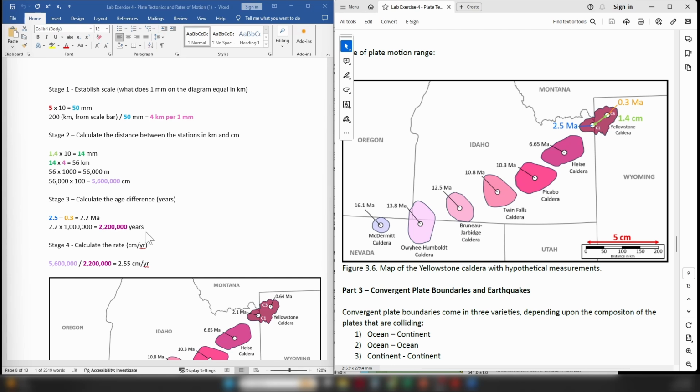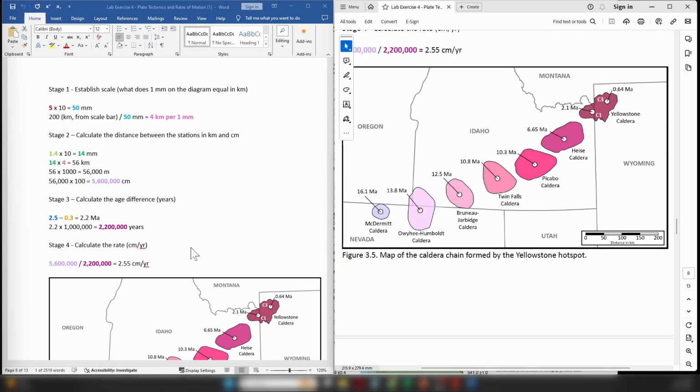So now we have our 2 numbers that we need. We have our distance in centimeters, our difference in age in years. So we're going to take our distance, divide it by the difference in age, and that's going to give us our rate. So in this theoretical example, it is 2.55 centimeters per year. So that was the rate of plate motion between C3 and C1.